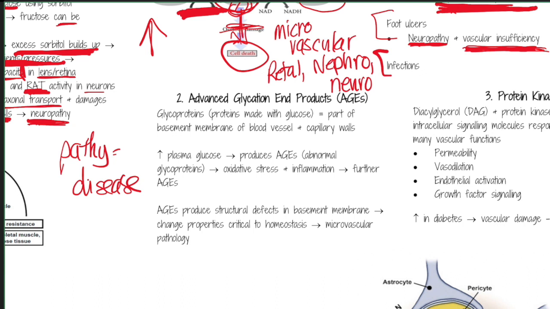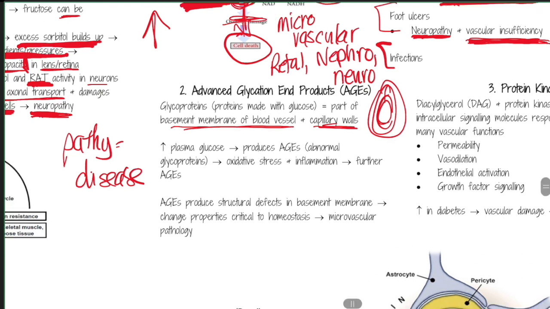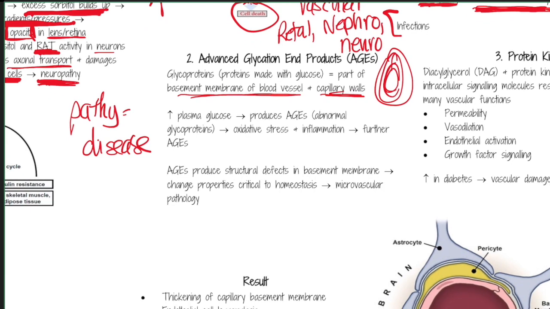So the glycoproteins are these proteins that are made with glucose. They're a part of the structure of the basement membrane of a blood vessel and the capillary walls. We went through what the layers of a blood vessel are in the video on coronary artery disease, so feel free to go back and take a look at that if you want to. Glycoproteins, for the most part, are good. They provide structure to the cell membrane, to the basement membrane, the capillary walls.